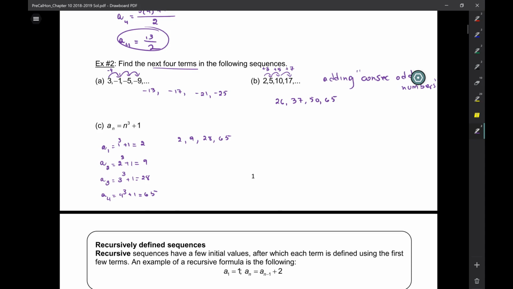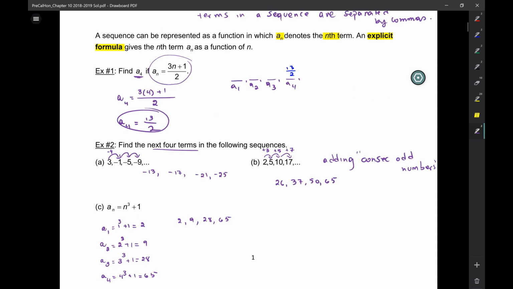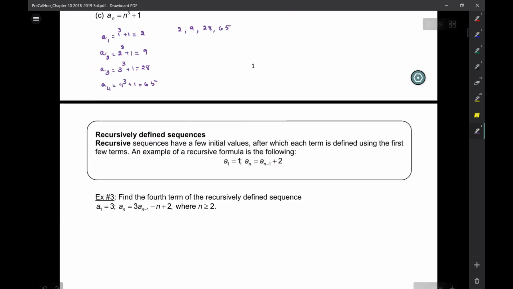So these were explicitly defined functions where, if I want the 4th term, I could go directly to the 4th term. I don't need to know what comes before. I don't need to know what comes after. Like you see in example number 1, we needed the 4th term and we went straight to it. I really didn't care about the 3rd or the 5th term or any other term for that matter. That's an explicitly defined function, sequence.